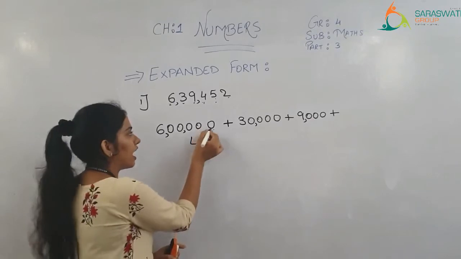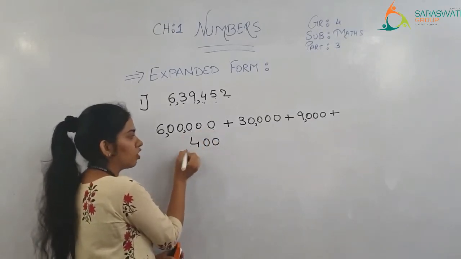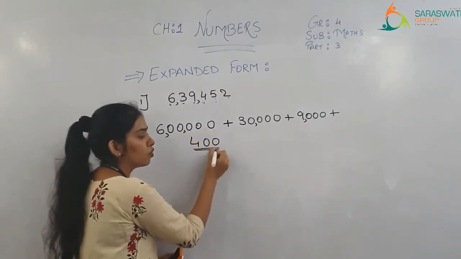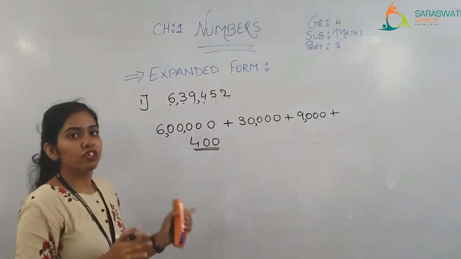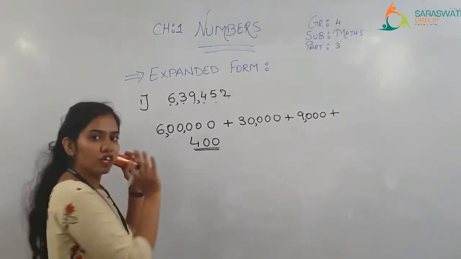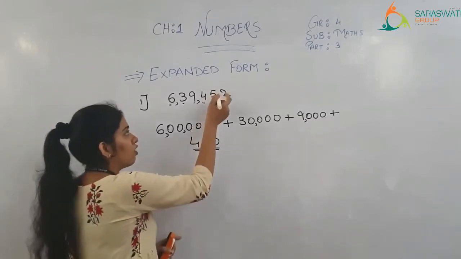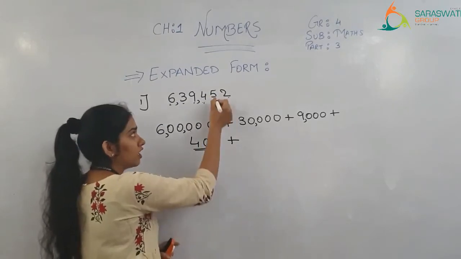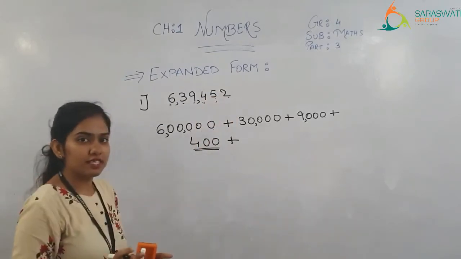Students, as you know, after 3 numbers we put a comma. So over here we are having only 3 numbers, so we will not put any commas over here. Now 5. 5 is at the place of tens.